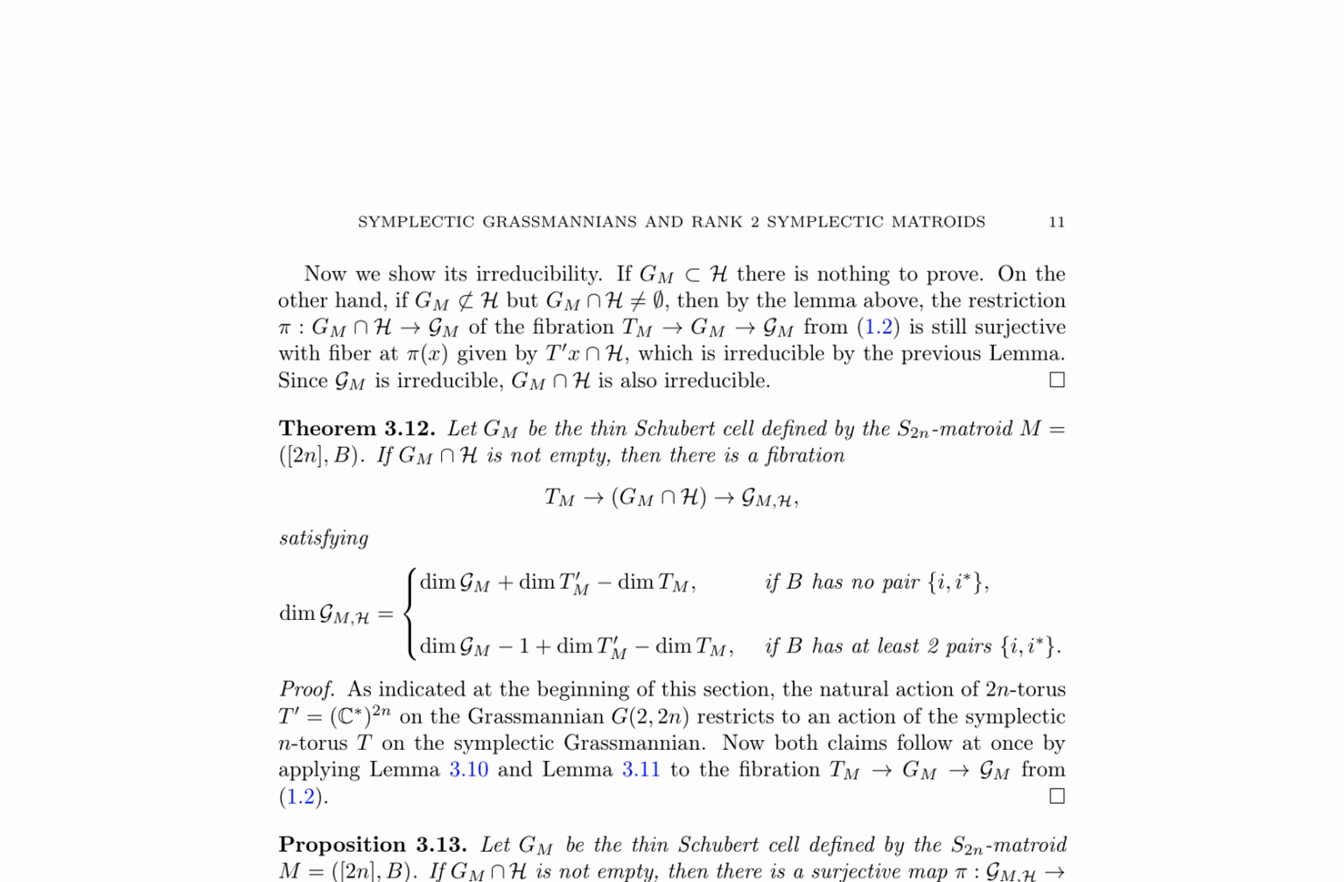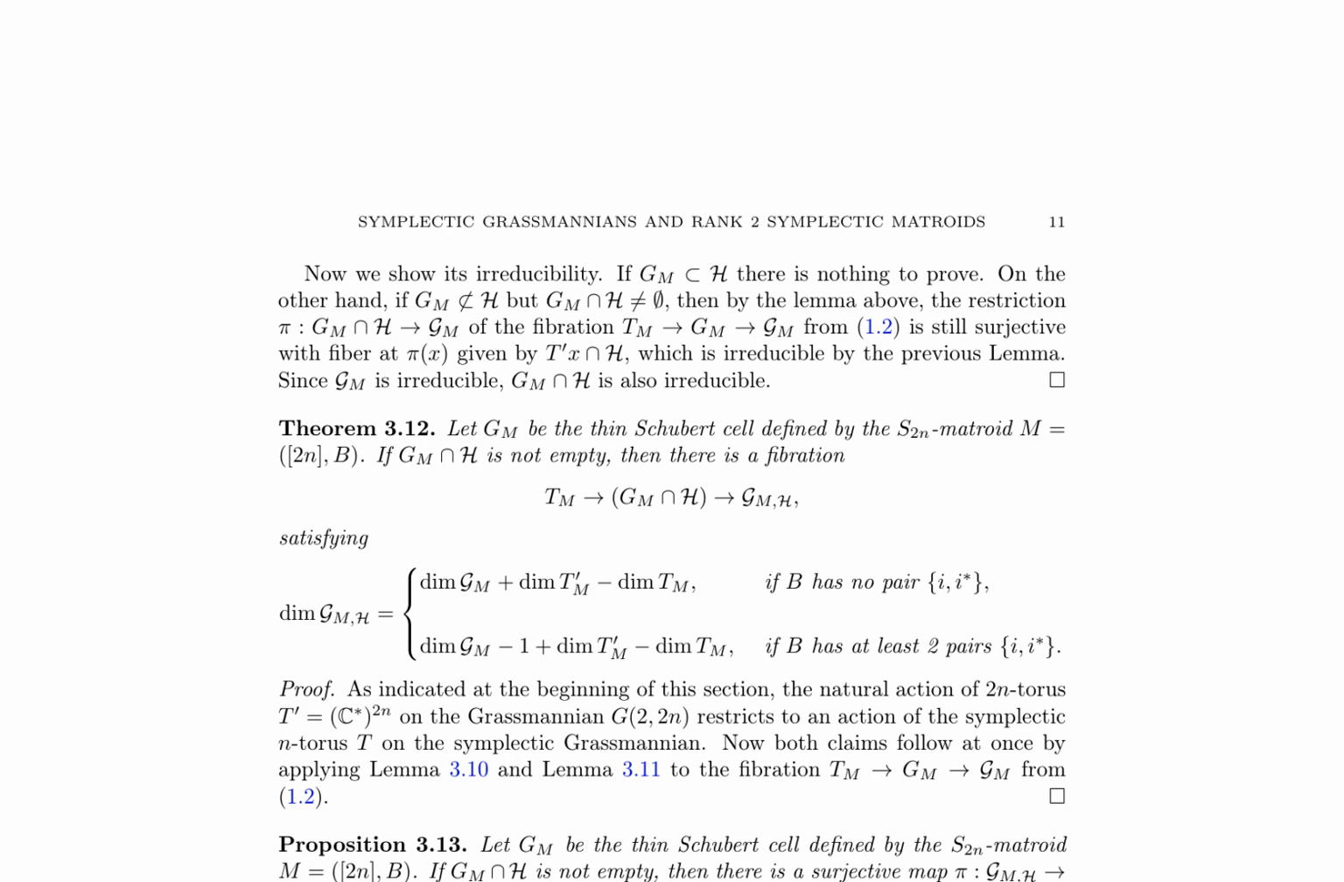The authors then establish Theorem 3.12, which states that if G_M ∩ H is non-empty, there exists a fibration T_M → G_M ∩ H → (G_M ∩ H)/T_M, satisfying specific dimensionality conditions. The proof involves applying Lemmas 3.10 and 3.11 to the fibration T_M → G_M → G_M/T_M.